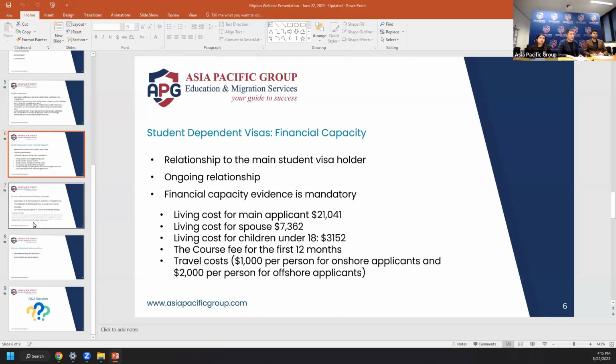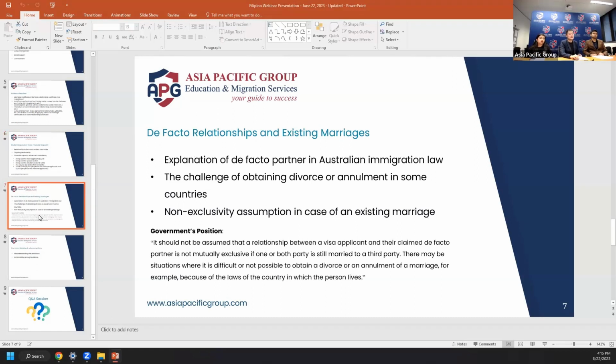Next page, please. So this is the last thing we are going to cover before we open the floor to questions. This is a complicated one. In some of the countries, including the Philippines, it's quite difficult to get a divorce. So what if someone has already married, has a previous marriage, separated, and wants to enter a new relationship and claim the dependency to this?